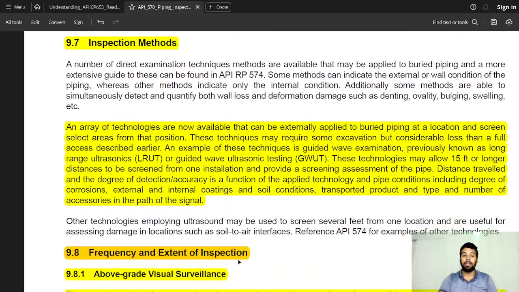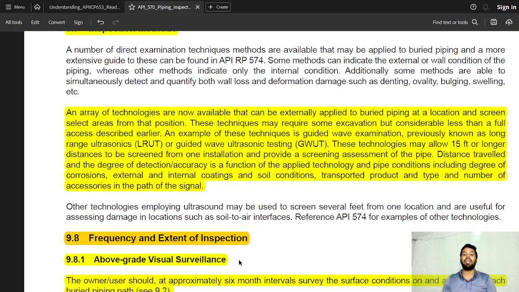Next is inspection method. An array of technologies are now available that can be externally applied to buried piping at a location and screen the selected areas from that position. These techniques may require some excavation but considerably less than the full access described earlier. Examples of these techniques can be guided wave examination, previously known as long range UT or guided wave ultrasonics.